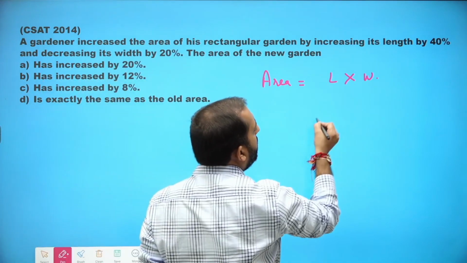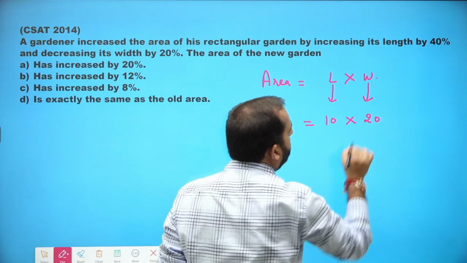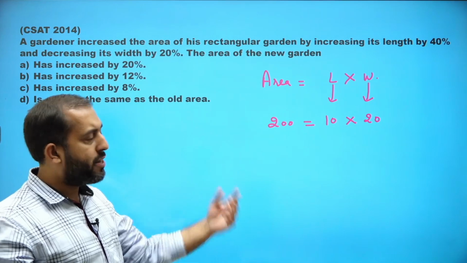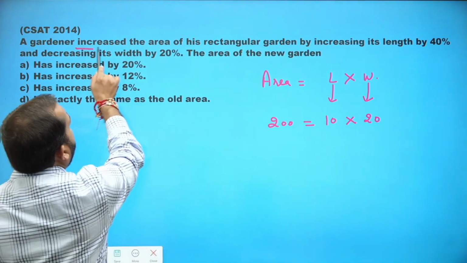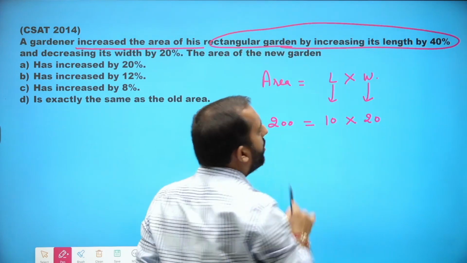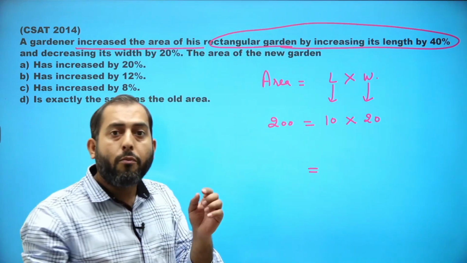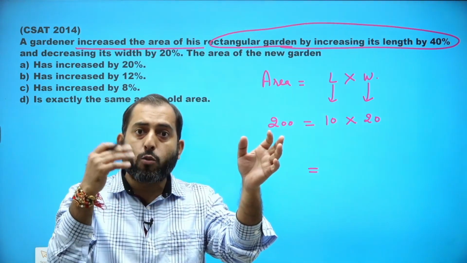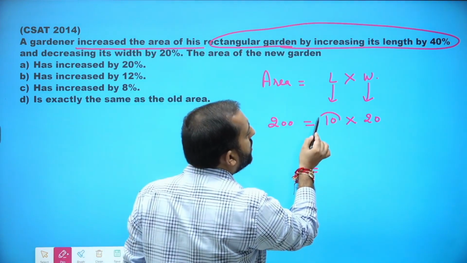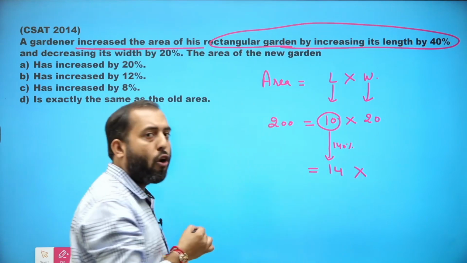Let's say the old length of the garden is 10 and the old width of the garden is 20. So the old area of the garden will become 10 into 20, which is 200. Now, the length has been increased by 40%. So 100 plus 40 is 140, so the new value will be 140% of the old value. What is 140% of 10? 140% of 10 is 14.